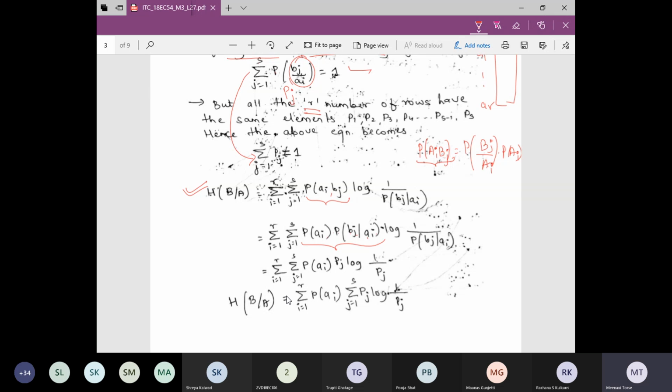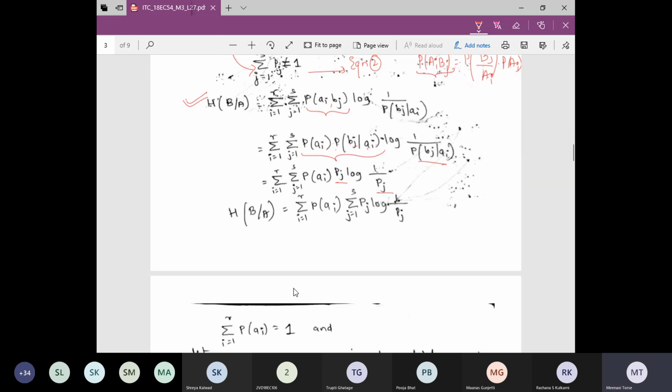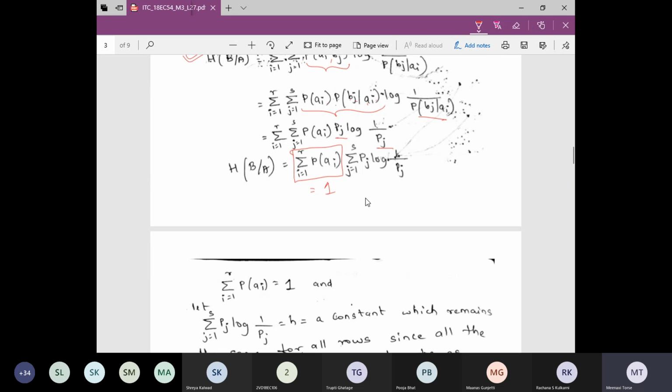Since the r rows have the same elements, this equation 1 can be represented as summation j equals 1 to s, p_j. So P of b_j by a_i is replaced with p_j, even this term is replaced with p_j. And summation i equals 1 to r, P of a_i is equal to 1. The sum of the probabilities of all the inputs is equal to 1, so we'll be left with only this term.